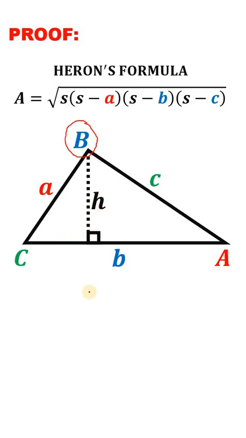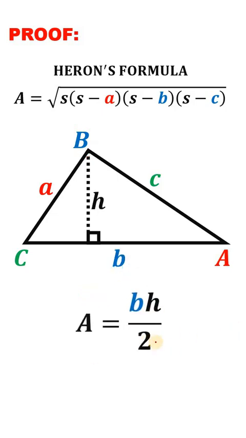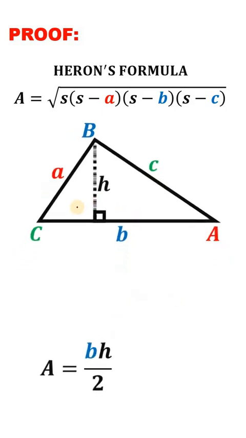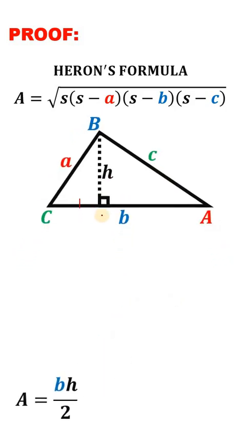Now take note, the area of this triangle must be equal to 1/2 times base times height, or simply equal to base times height divided by 2. Now, our goal in this question is to replace this H in terms of side A, side B, and side C. Now, to do that, let's call this segment x and this segment y. And now take note, x plus y must be equal to our side B.